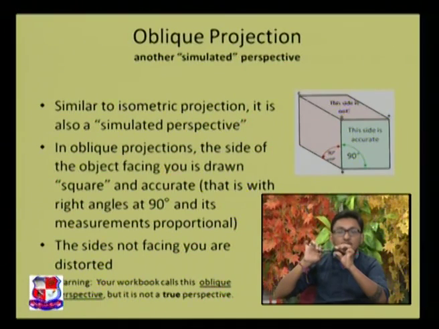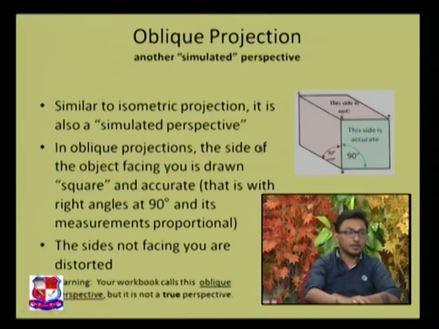And what would be that distorted dimension and angle? That dimension you can find over here. They are at 90 degrees, but if you subtract 30 from 90, then it would actually be only 60 degrees. So if you are drawing using the oblique projection, then your side would be at 60 degrees.